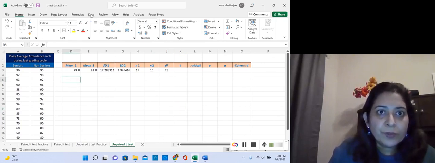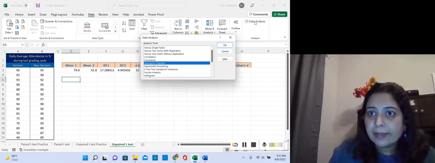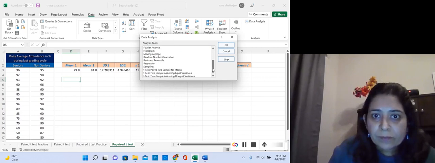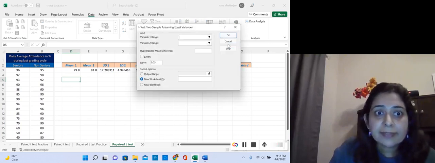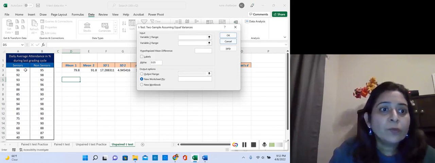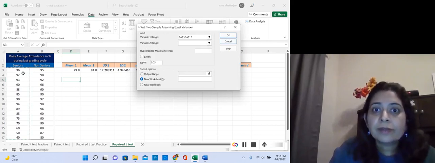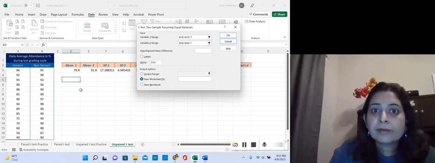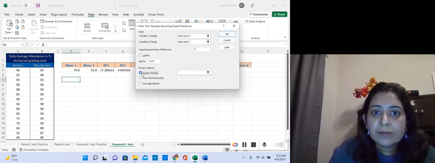So we will go to data, data analysis. Let's find the independent test. We are going to run two sample assuming equal variances. Variable 1 range, variable 2 range. Hypothesized mean difference is 0, alpha 0.05, output range can be here.